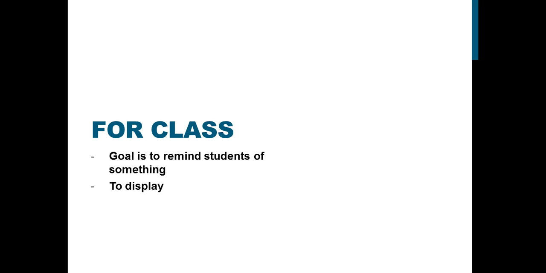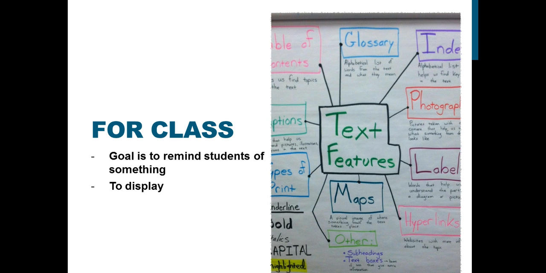My goal always for these is that I want students to be able to look up, see the chart, and get reminded of the important skill or the important thing that we're learning about so that it'll help them. And these are the ones that are made specifically to display. So here's my text features chart. This is the permanent one that I'm going to keep up on my wall, because I want students to always be able to refer back to that. When they're thinking of text features, this is always going to be a great reminder of what all these text features are, and then down below there's a little description of each one.